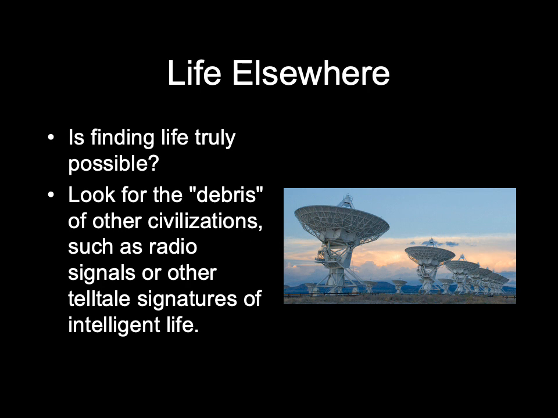Is there life elsewhere in the universe? Well, we know that there's life in our solar system because we're having this conversation. We know that life exists at least in one world in our solar system, which is the Earth. How do we search for life elsewhere? This is an image of the Very Large Array Radio Telescope Observatory in Socorro, New Mexico. There's a couple different ways, but the most common way we currently look for life elsewhere is to look for signals of other civilizations, such as radio signals or other telltale signatures of intelligent life out in the universe.